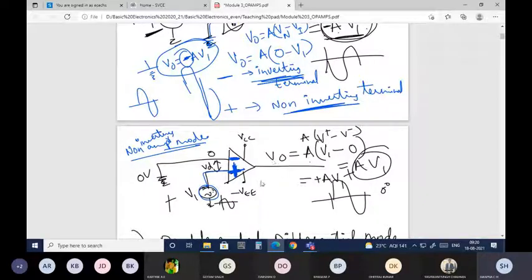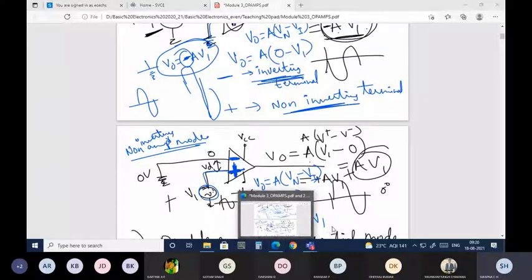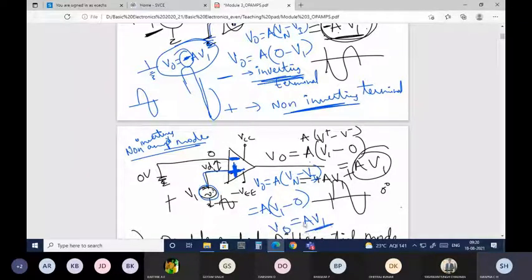So this is the non-inverting configuration. Again, V0 you need to find. V0 is nothing but A times of Vn, the non-inverting terminal voltage, minus Vi. Vn is nothing but V1, minus Vi. Vi is nothing but 0. So it is nothing but A V1. V0 is nothing but A V1. If you observe, it is amplifying the signal, but it's not phase inverted. In the previous case, I got a minus sign, but here it is plus only. Plus indicates it is in phase. So this is the differential mode.